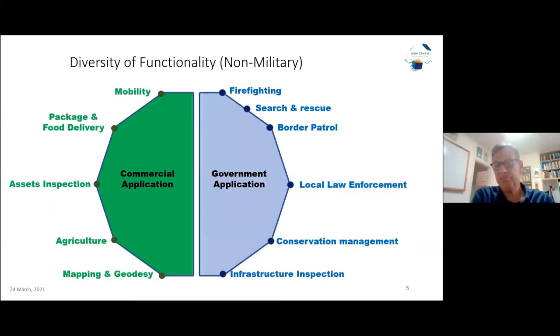Here we have probably a partial list of the main functionalities that we're going to meet, and these are all civilian, non-military ones, from firefighting, search and rescue, border patrol, local enforcement, conservation management, all the way to commercial things like agriculture, mapping, asset inspection, and mobility of people. Each of them brings together a whole set of technologies, different sensors, different payloads, different requirements in terms of altitude, speed, carrying capability, navigation capability. Each of them is going to be completely different. And in order to enable those, you need to develop new technologies in various domains.